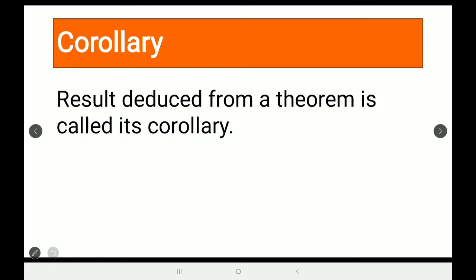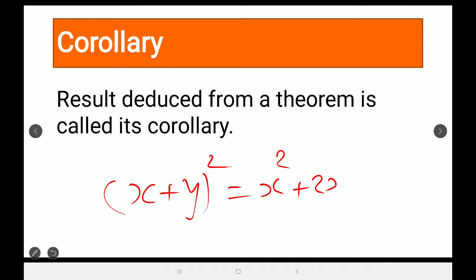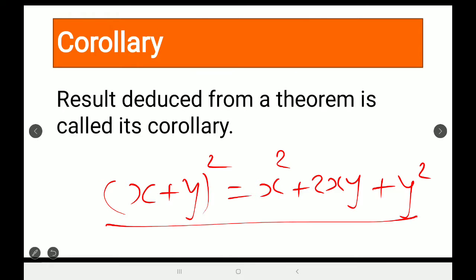Okay, now one word, corollary, is there. What is a corollary? A corollary means a result deduced or obtained from a theorem. If you simply check the last result of any theorem, you will get something like an identity. If I write (x plus y) whole square equals x square plus 2xy plus y square, this identity is also proven by a theorem. So at last, whatever we get from the theorem is called a corollary.